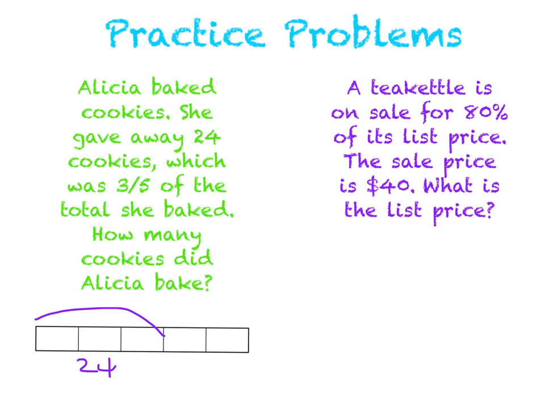A tea kettle is on sale for 80% of its list price. The sale price is $40. What is the list price? In this problem, the first thing you should do is figure out what the unit percent is, or what 1% of the total cost is. In order to do this, you need to divide 40 by 80. Then you multiply that answer by 100, and that will give you the original list price for the tea kettle.